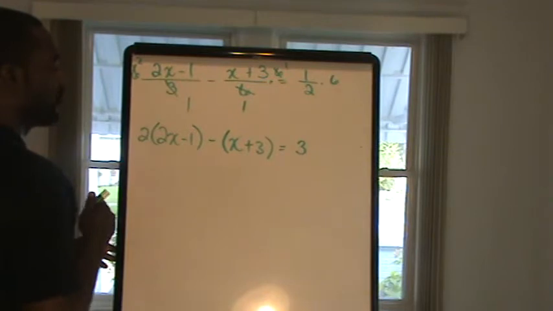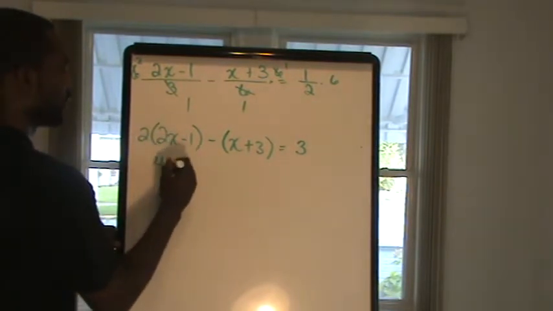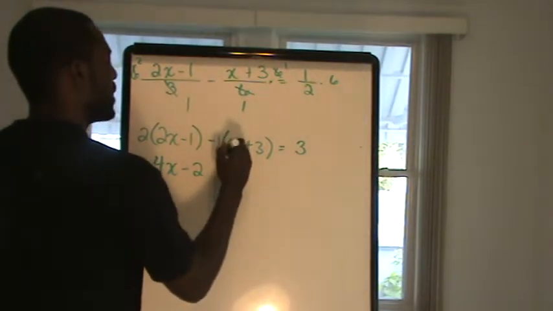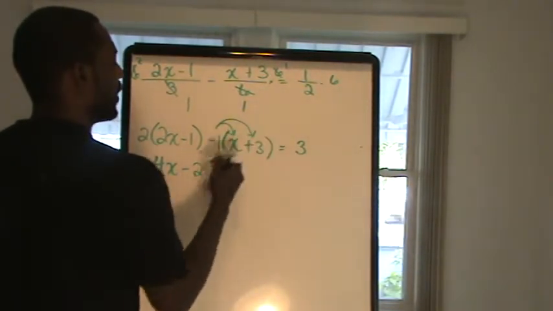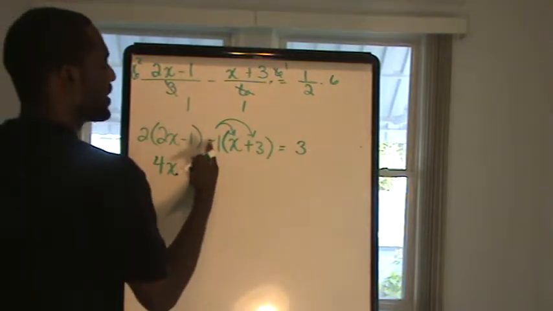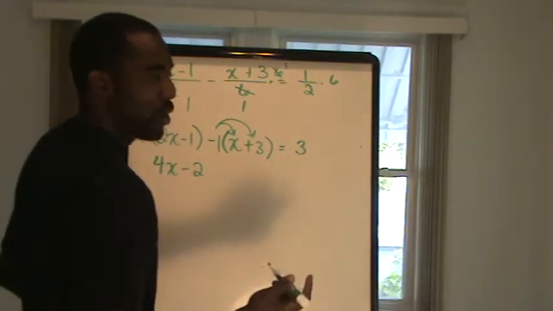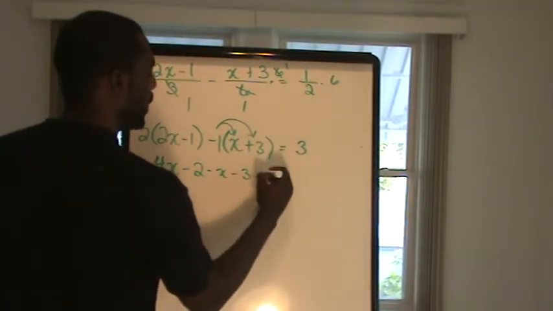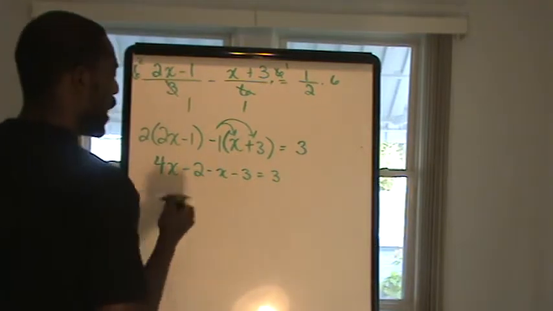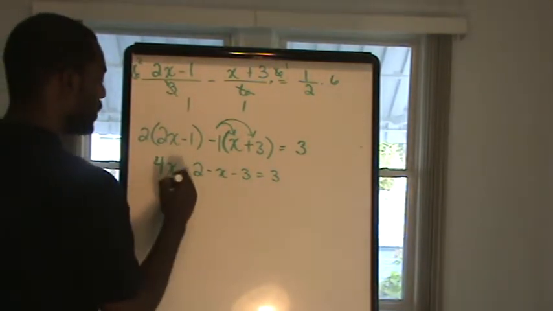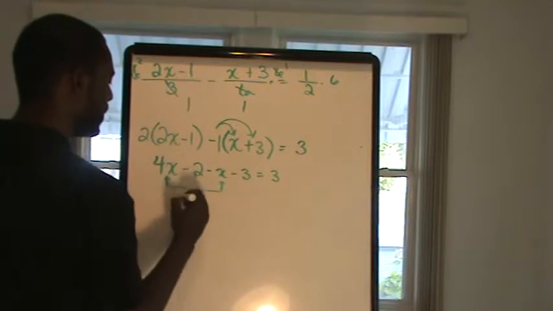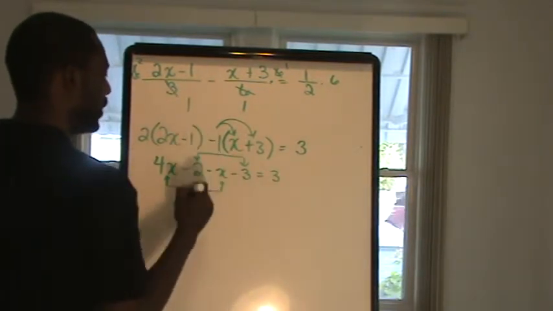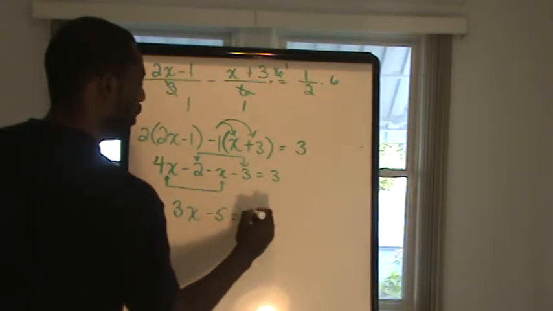Now it's time to use the distributive property. 2 times 2x is 4x, minus 2. This minus sign, actually there's a -1, we're actually distributing a -1. But whenever you have a minus sign outside of the parentheses, it basically says go in and change all of the signs. So this would be minus x minus 3 is equal to 3. Now we look to combine terms. 4x minus x is 3x. Now -2 minus 3 is -5, and that's equal to 3.